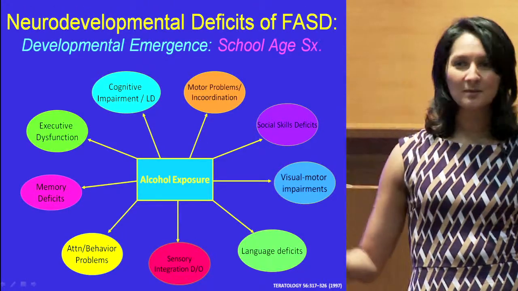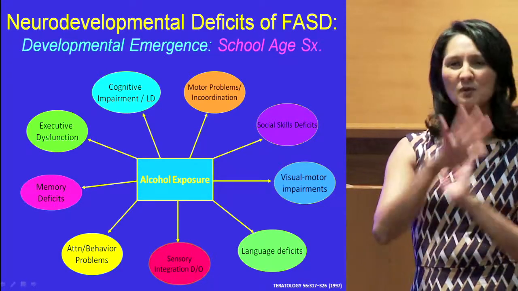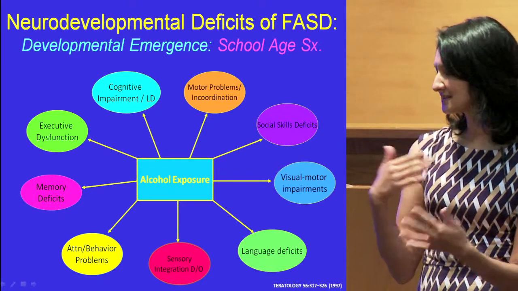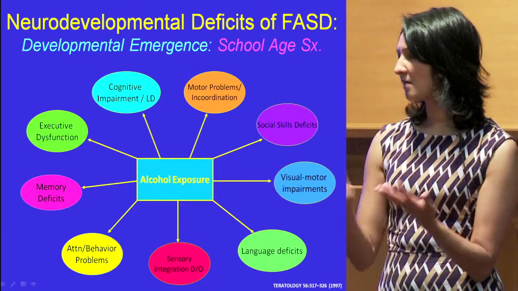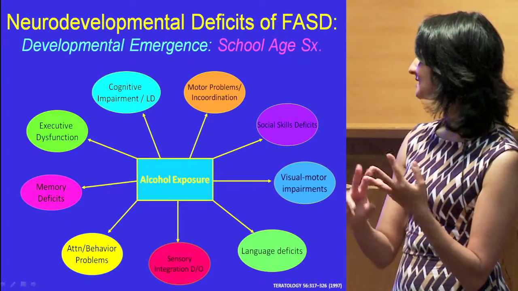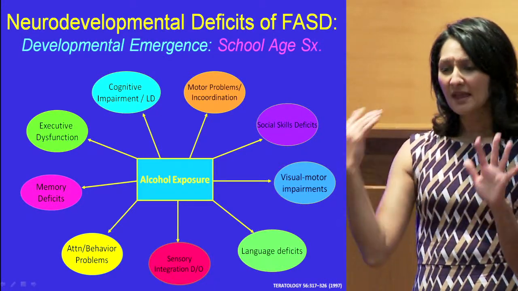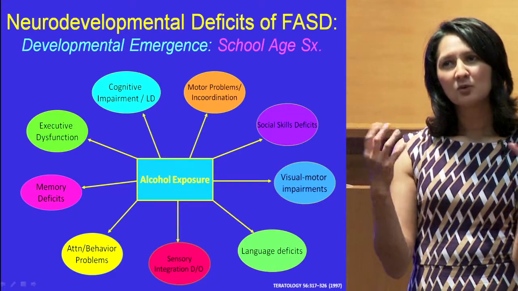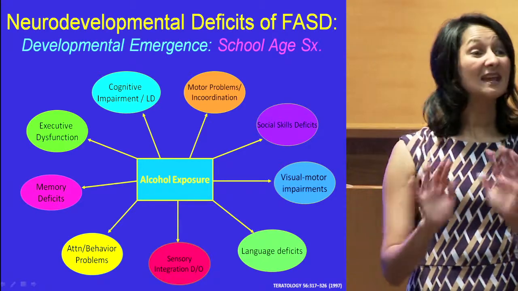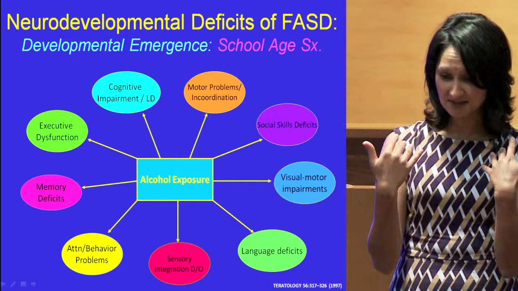And so when we think about the neurodevelopmental deficits of FAS, and again, we've seen this slide, it's very, very complex, and it's not one size fits all. These kids can present with cognitive problems, motor problems, social skills problems, visual motor problems, language problems, sensory deficits, attention behavior problems, memory deficits, executive function deficits. And again, it becomes really important as we're thinking about this broad net of how these kids can present to us.